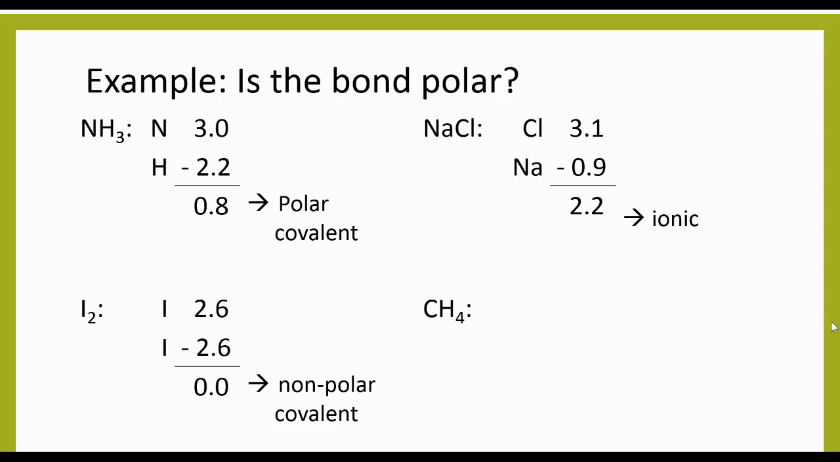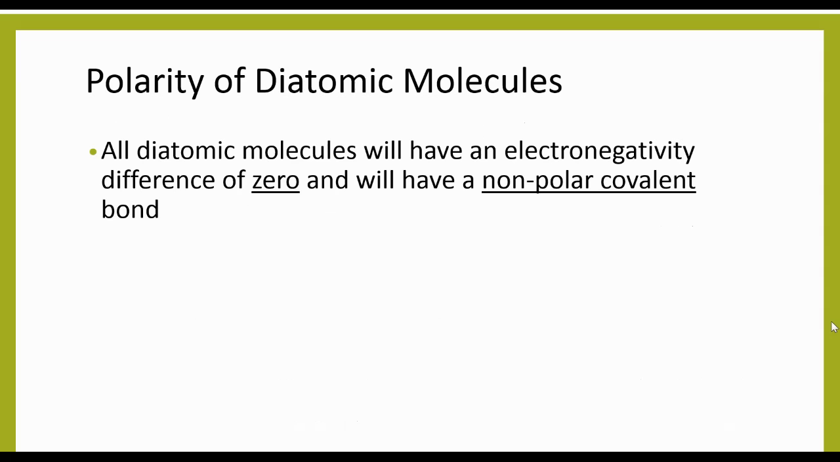And then finally for methane, we have CH4. We have a carbon bonding with a hydrogen. So 2.5 minus 2.2, which gives us a difference of 0.3. So non-polar covalent overall, although it is more polar than the I2.